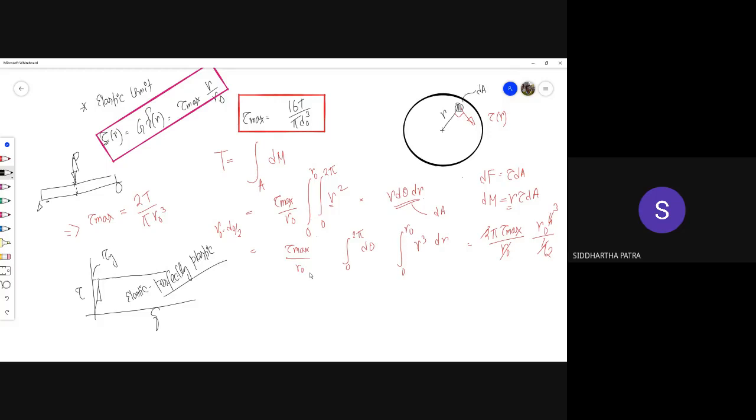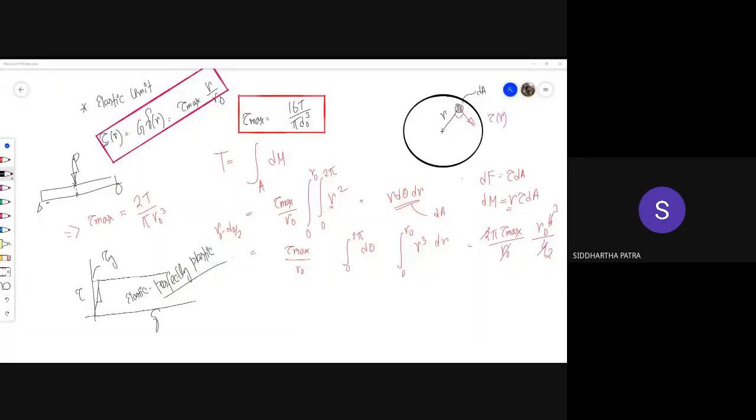But what happens in torsion? Is there a particular cross section? In bending, we saw that there is a particular location where the bending moment is maximum, and that's where, if you increase the load proportionally, you get your first yielding, first plastic deformation. Is there such a location in torsion?